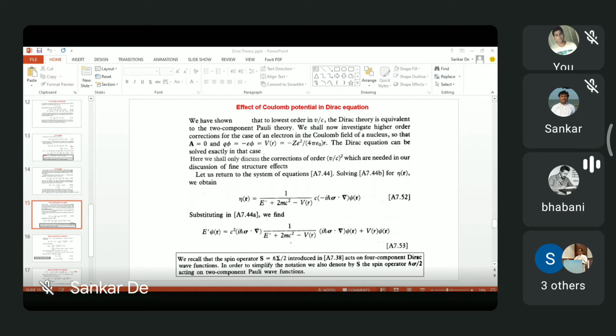Okay, so we have to find just the E prime psi r, right? So we have to find just that E prime and psi r. Okay, one second.